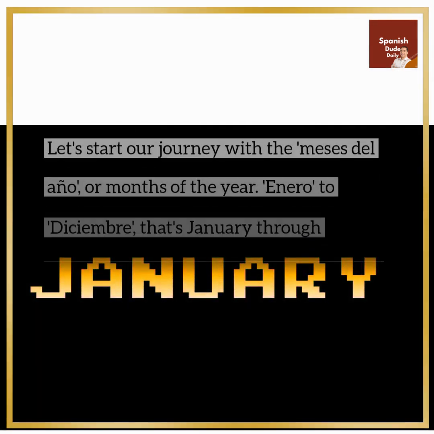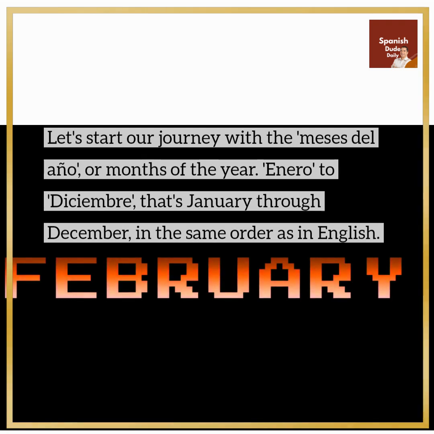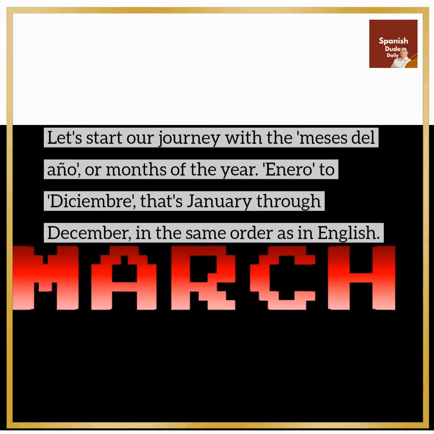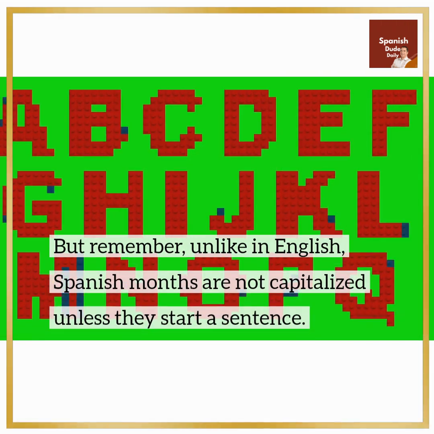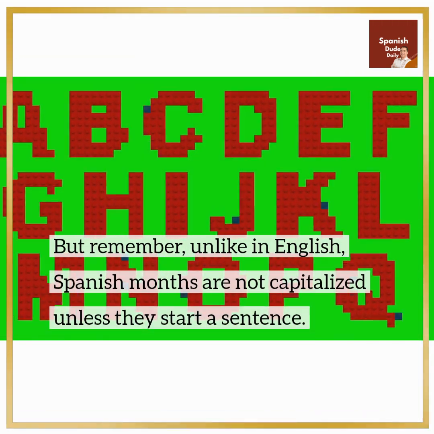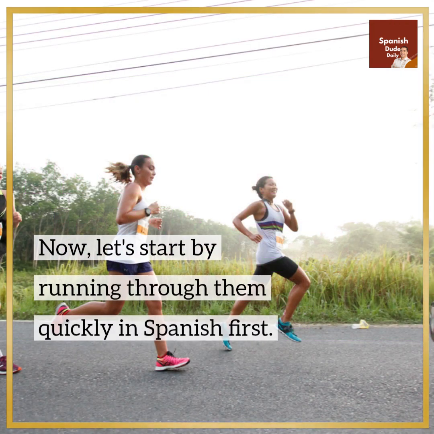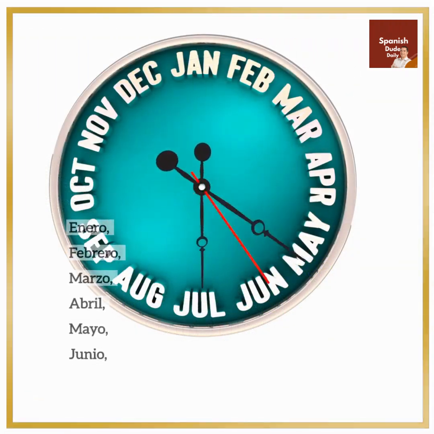Let's start our journey with the meses del año, or months of the year. Enero to diciembre. That's January through December, in the same order as in English. But remember, unlike in English, Spanish months are not capitalized unless they start a sentence. Now, let's start by running through them quickly in Spanish first. Okay, you can follow along and try to say them if you want.